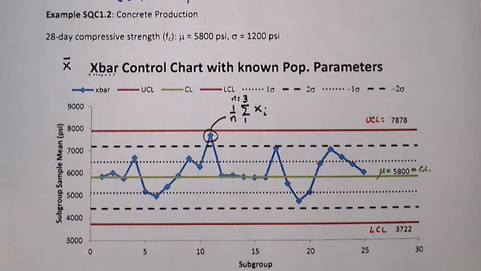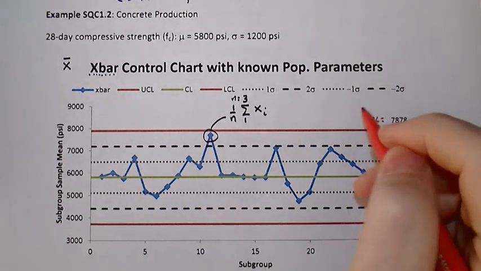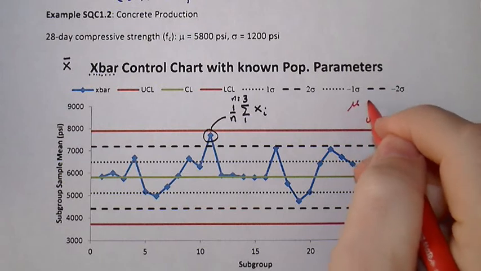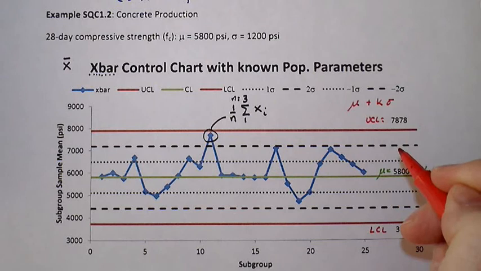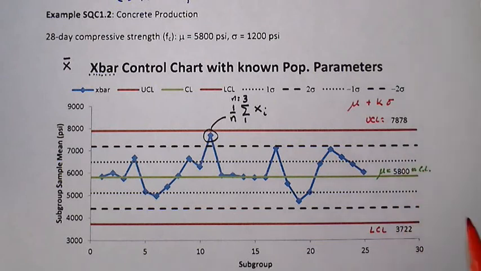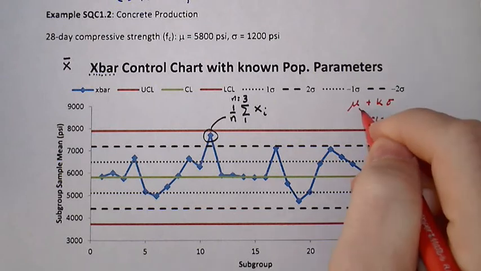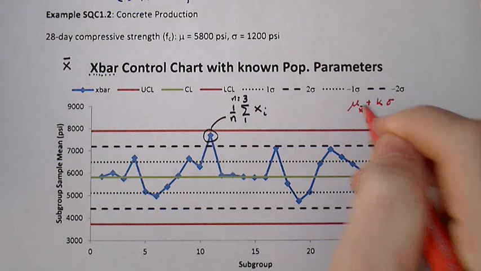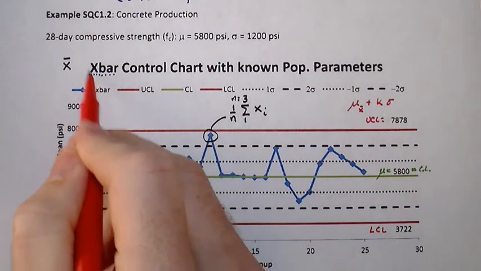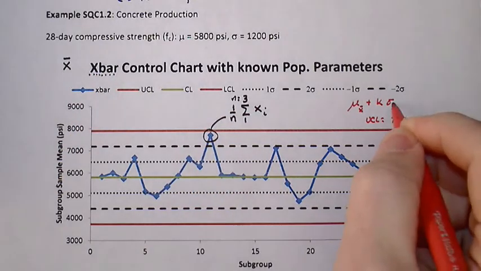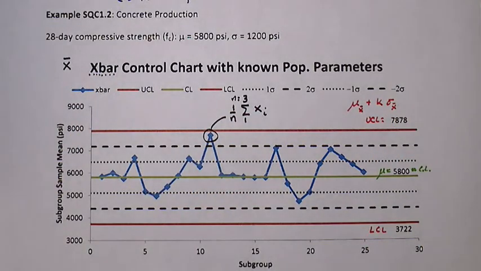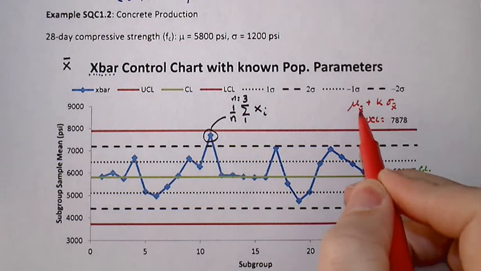And in general, these control limits are going to be determined by a mean plus some number of standard deviations away from the mean. Now, the mean that we're talking about is associated not with the population mean, but really with what it is that we've got going on up here. And it's X bar, so mu X bar plus K times sigma X bar.